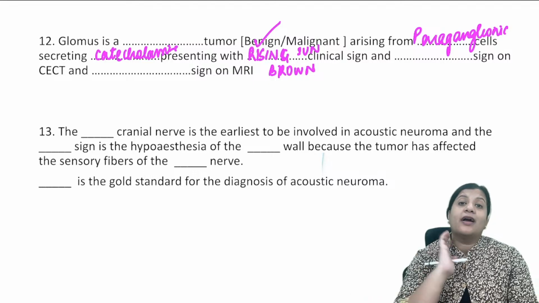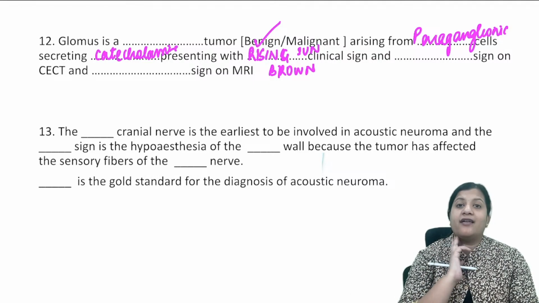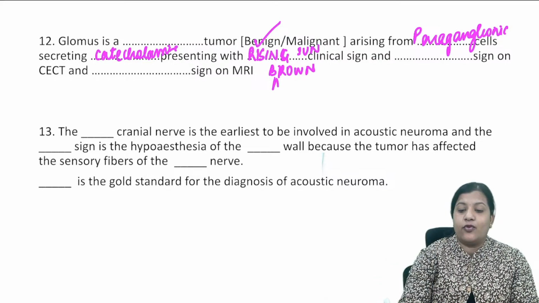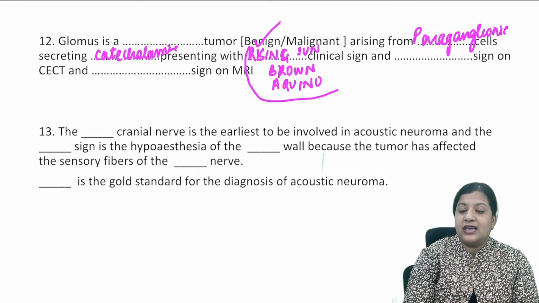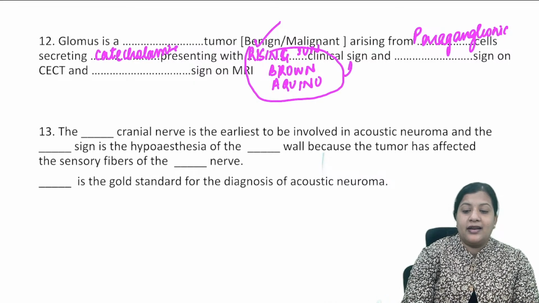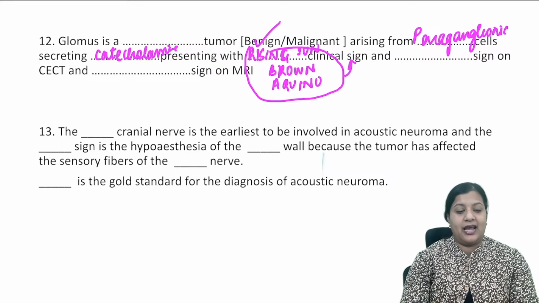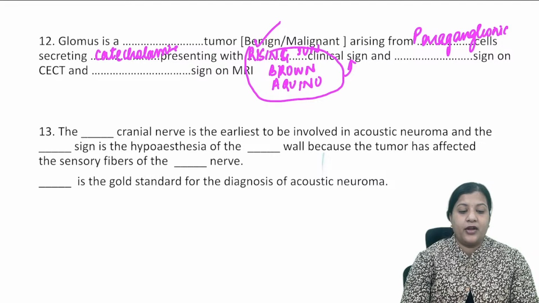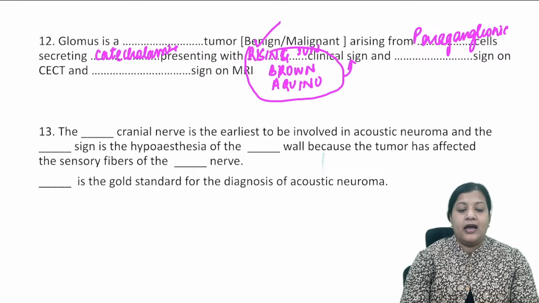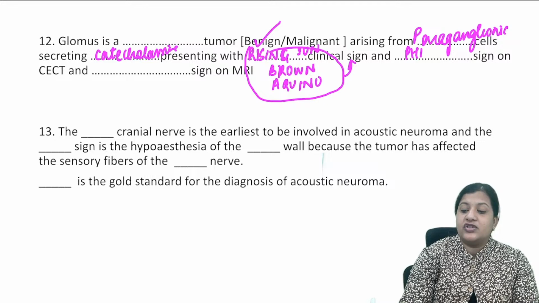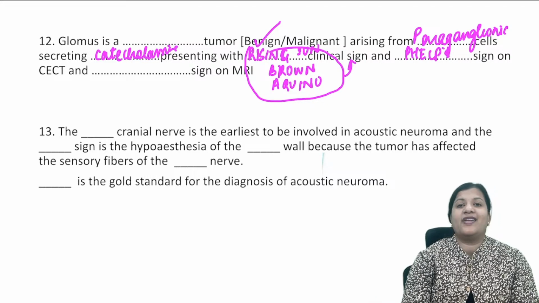And of course, on compressing the carotid artery, the tumor again becomes pale. What is that sign called? Aquino sign. So these three are going to be your clinical signs that we see in patients with glomus. But what is the sign that you see on CECT? It is the Phelps sign, where you see erosion of bone between the carotid and jugular on CT scan.